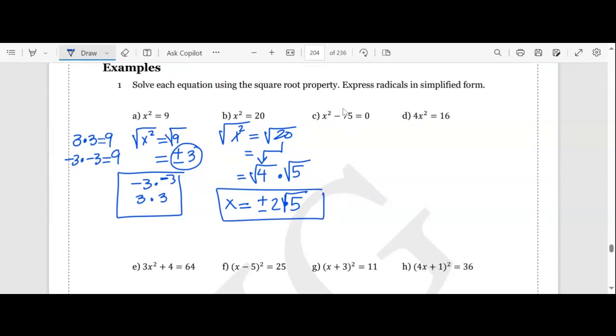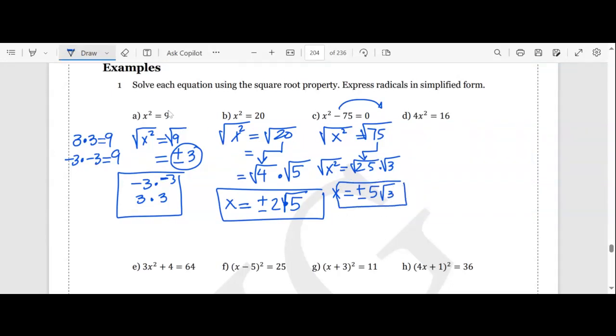Yes. Next one. What's the first thing you should do? Move it to the other side. Now you have to take the square root of both sides. So you get x equals plus or minus. Now 75, what? 25 times what? Times 3. Equals what? Is this clear? So you get x equals plus or minus 5 square root of what? 3. Clear?